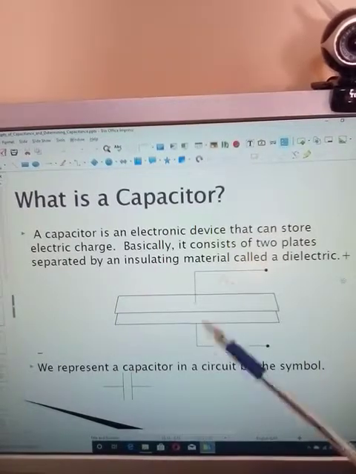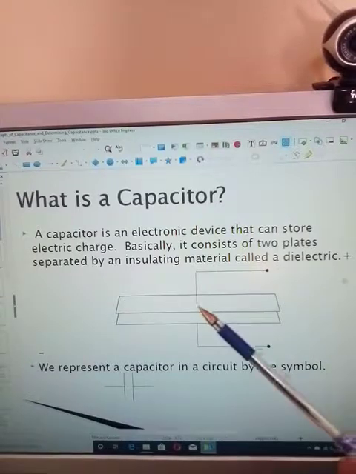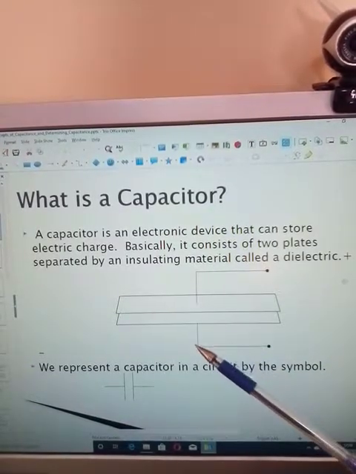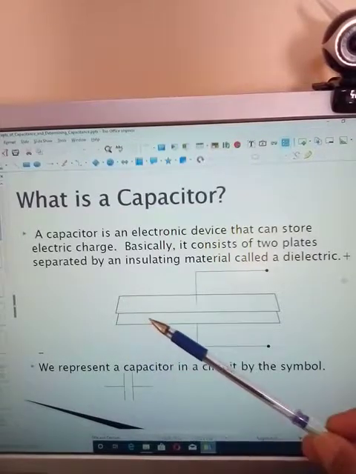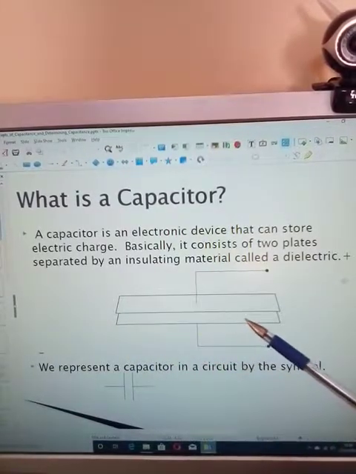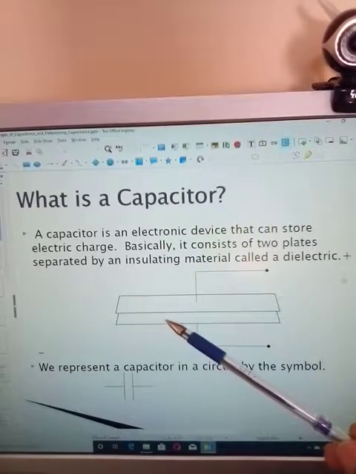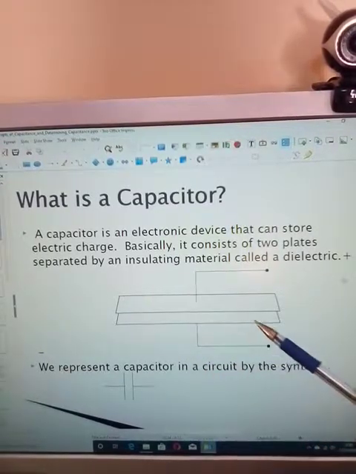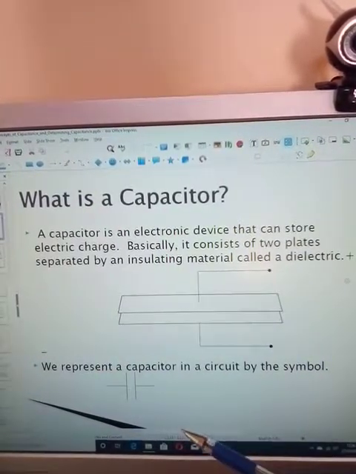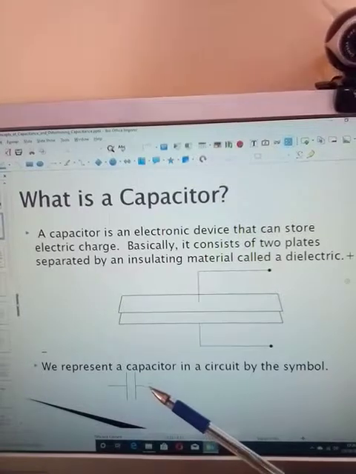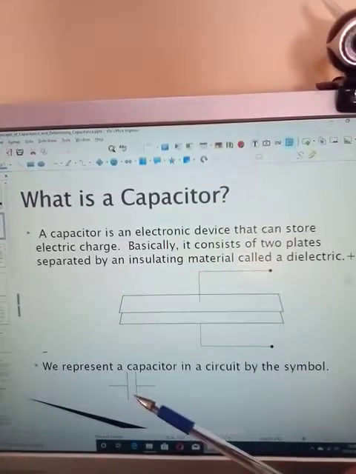Now we have here a connection coming from one side of the plate. We have here a connection coming from the other side of the plate. Now in between here is where your electrostatic charge builds up, and that forms that charge electrode which holds your capacitive charge in between those two plates. Now we represent a capacitor in the circuit by the symbol, and here you can see your symbol, okay?